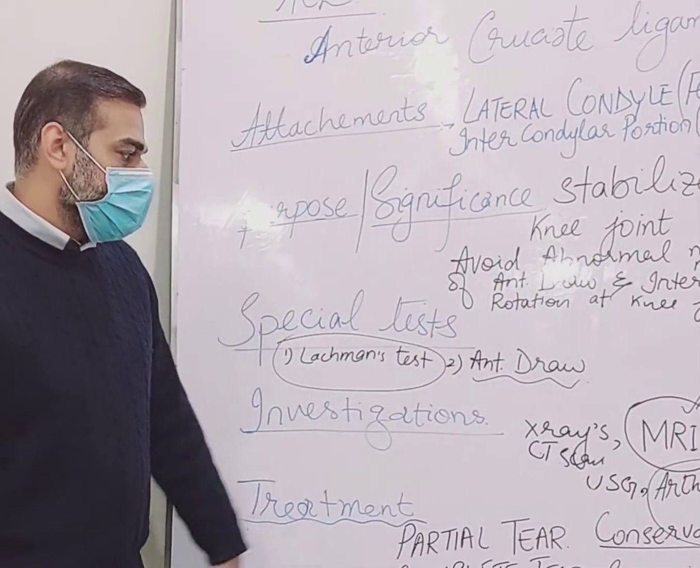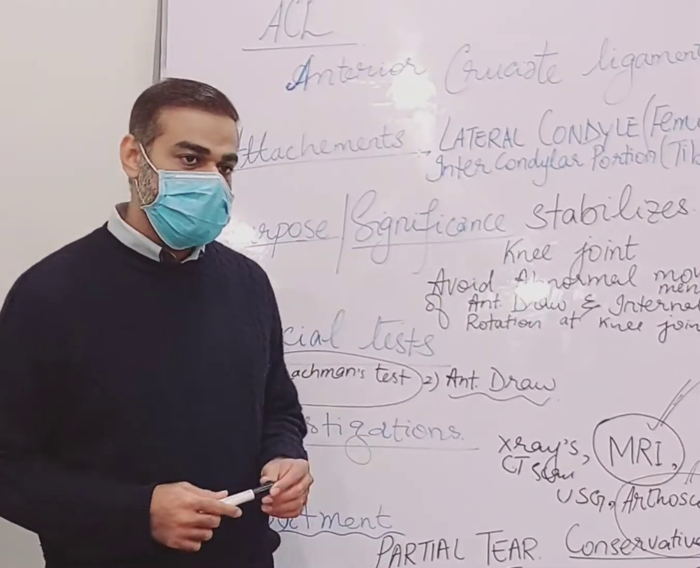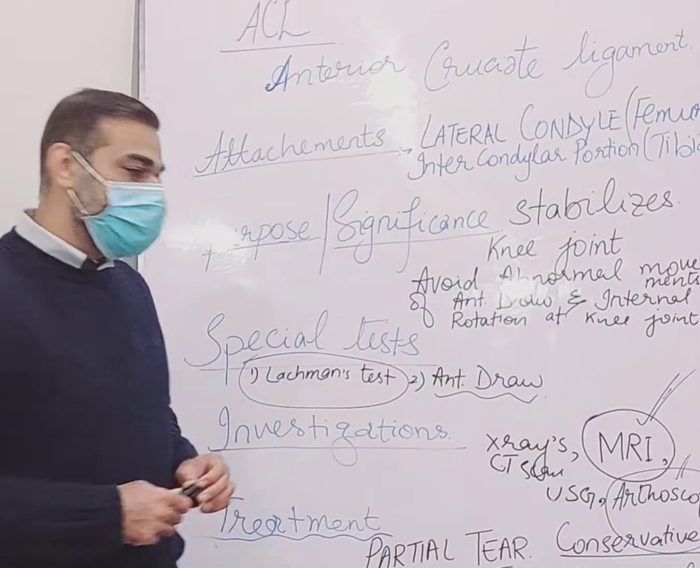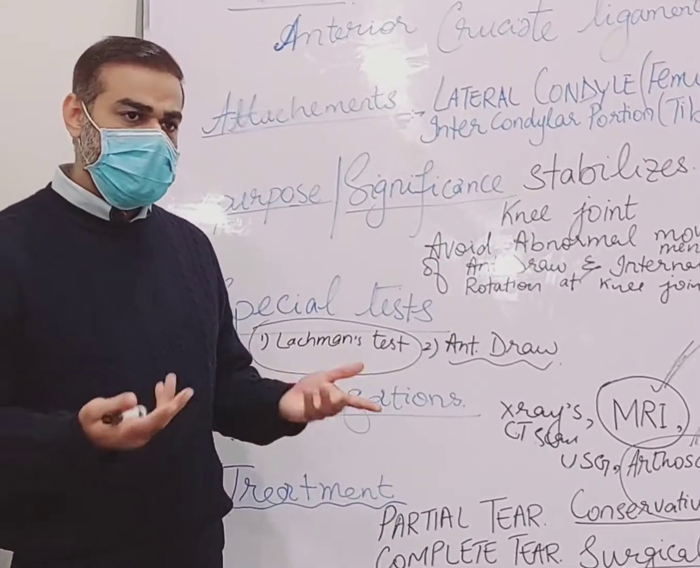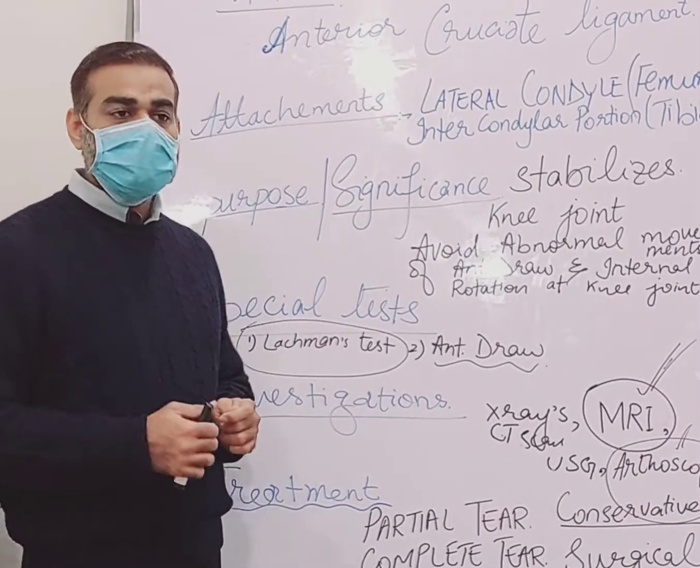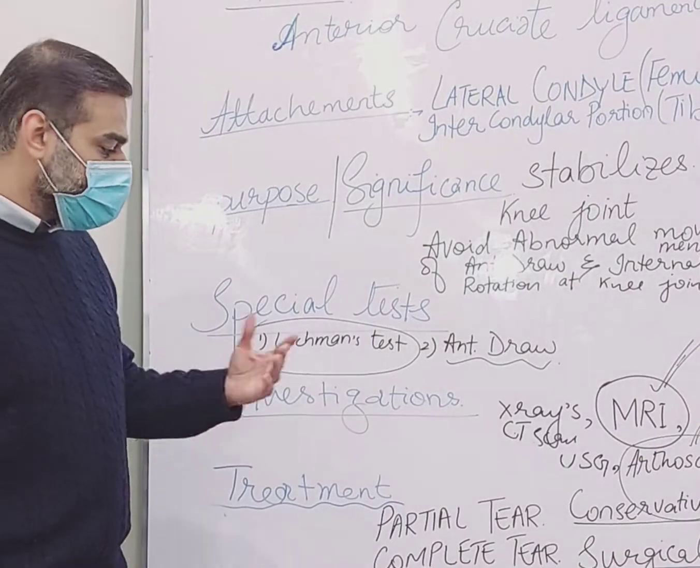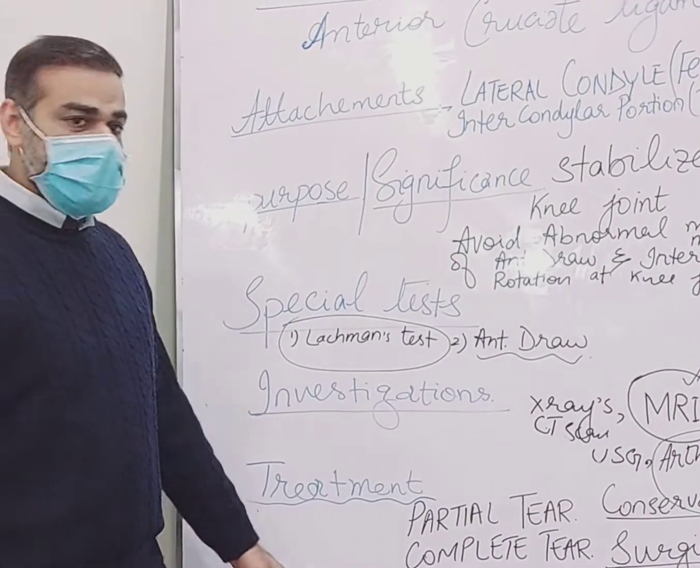We can do arthroscopy, and then if it is diagnosed, we can repair the anterior cruciate ligament. We can also use grafts, the semimembranosus, semitendinosus and gracilis muscle tendons. We can use the graft for repair or reconstruction of the anterior cruciate ligament. So this is for today's topic.